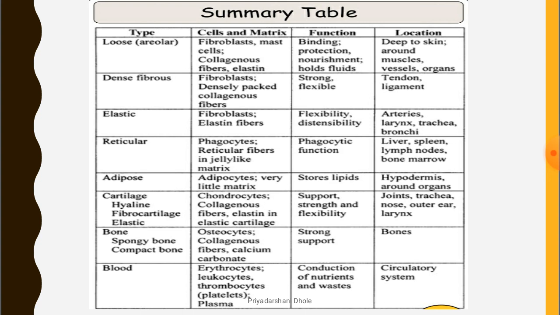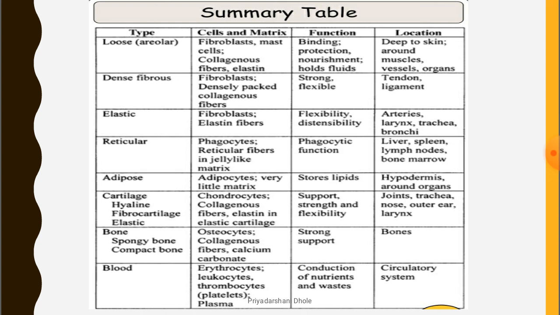Next one is the adipose tissue, present in adipocytes. Very little matrix is there. Function is it stores lipids, and location is the hypodermis and around the organs. Then cartilage is hyaline, fibrocartilage, and elastic cartilage. They are made up of chondrocytes, collagenous fibers, and elastin in the elastic cartilage. Function is support, strength, and flexibility, and location is the joints, trachea, nose, outer ear, and larynx.